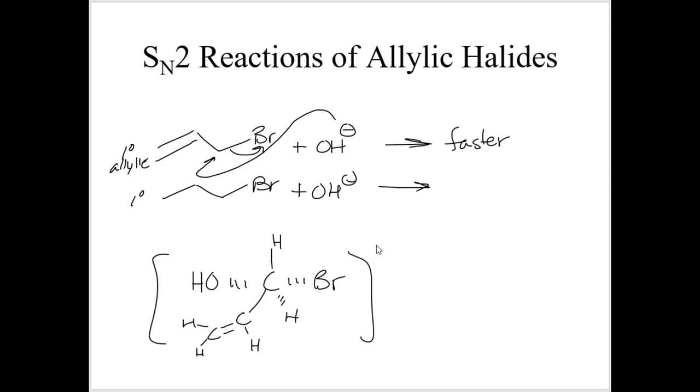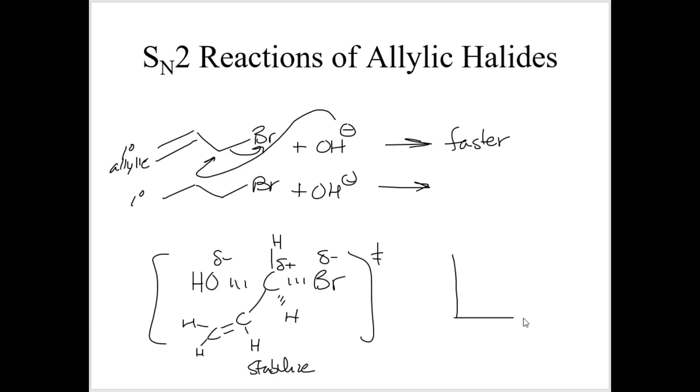And putting in our charges for this transition state, we would have delta minus on this carbon, delta minus on this bromine. Now, in between those two minuses, this carbon right here has a delta positive charge. And we haven't really written that to date, but now it's going to be important because that carbon will have a delta positive charge on it. Well, that delta positive charge is going to be what by this double bond? The double bond and the allylic carbon now, that double bond is going to stabilize the delta positive charge.